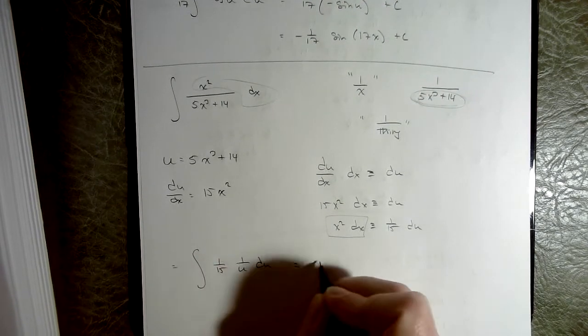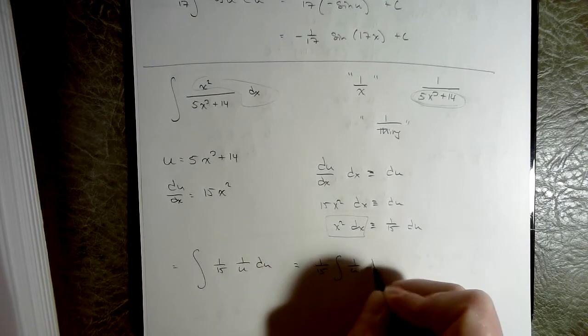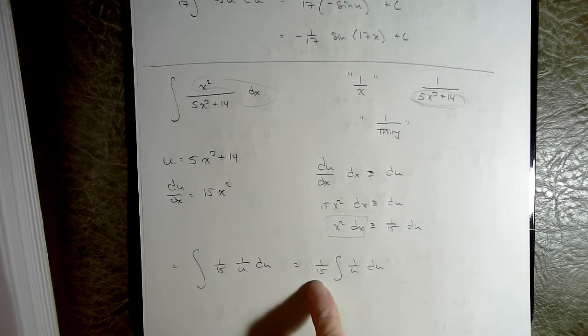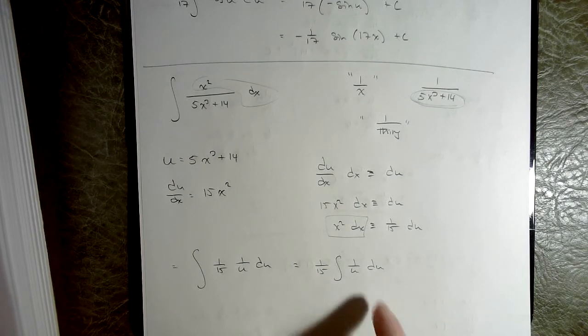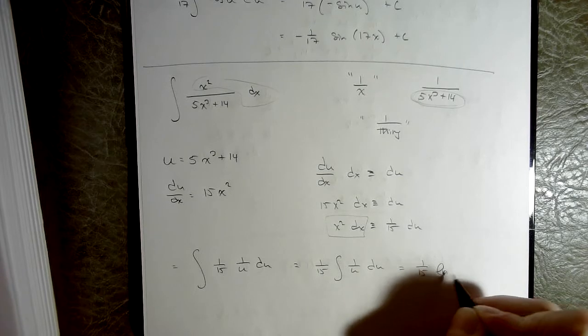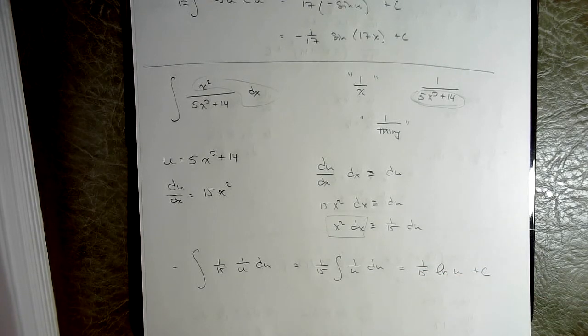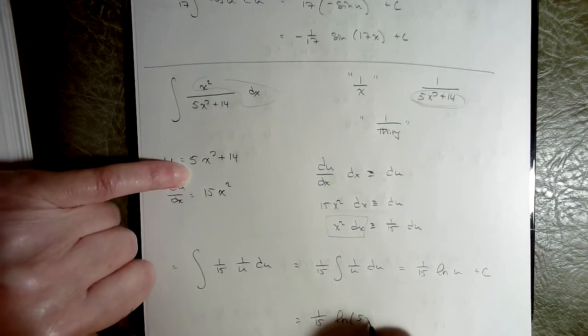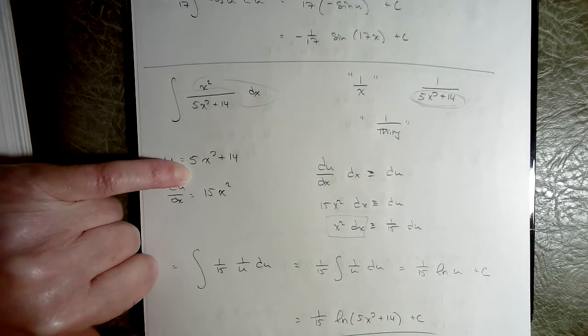Well, hey, style choice, pull the 1/15 out, and 1 over u, that's your natural log affair. I'm assuming you're comfortable with that. 1 over thing is natural log of thing. And hey, we're almost home. Slap it back into x: 1/15 natural log of, here's our substitution, 5x cubed plus 14, plus c. There you go.